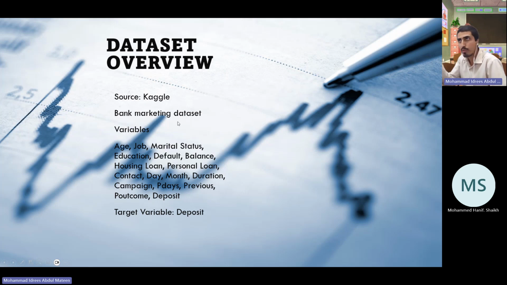So I just wanted to give the overview of the dataset. The dataset was taken from Kaggle, and it's a banking marketing dataset. We have a lot of variables, but I have shortlisted some of the important variables that will help us and use it for our prediction: age, job, marital status, education, default, balance, and so on. And the target variable, which is the main variable, is the deposit one.